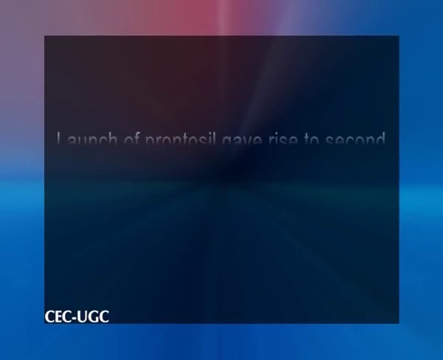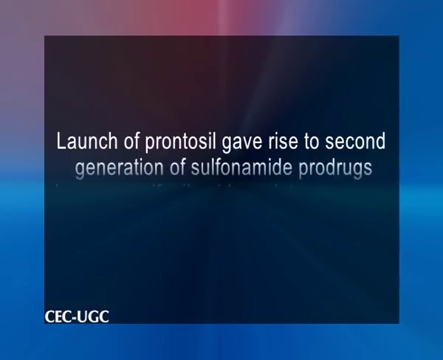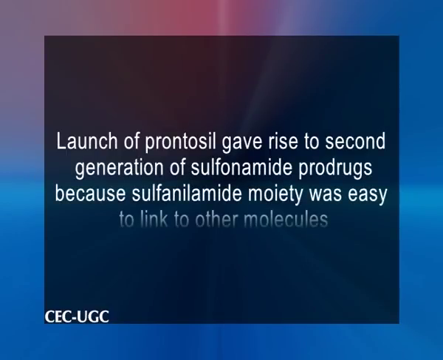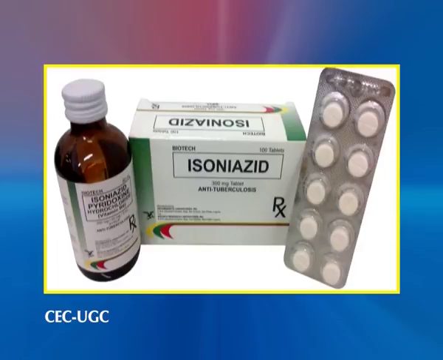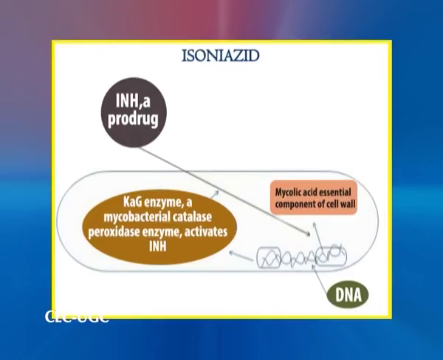The launch of prontosil gave rise to a second generation of sulfonamide prodrugs, because the sulfonamide moiety was easily linked to other molecules. In a similar way, Roche discovered the prodrug activity of the anti-tuberculosis drug isoniazid more than 40 years after its introduction in 1952. Today, it is known that the bioactivation of isoniazid is catalyzed by the mycobacterial catalase peroxidase.